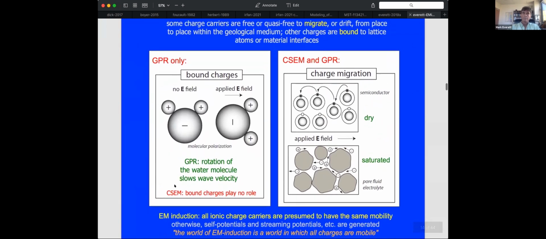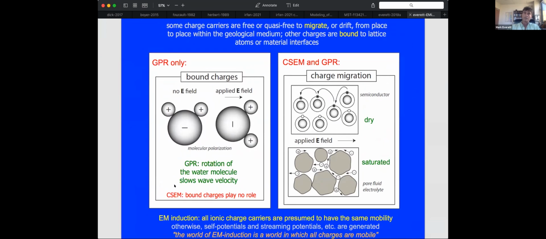Okay, so now here's another thing, is that in the ground, there are charge carriers, we all know that. Now, some of these are free or quasi-free to migrate or drift from place to place within the geological medium, whereas other charges are bound to lattice atoms or material interfaces, or in this case, within the molecular structure. So this is water. Now, when you're thinking about electromagnetic waves, the bound charges play a big role. For example, in GPR, it's the rotation of the water molecule or the polarization of the water molecule that slows the wave velocity and enables us to find interfaces and differences in water content, water table, and so forth. But it's the bound charges that are responsible for the reflections.